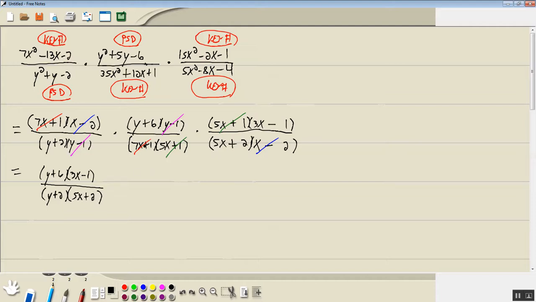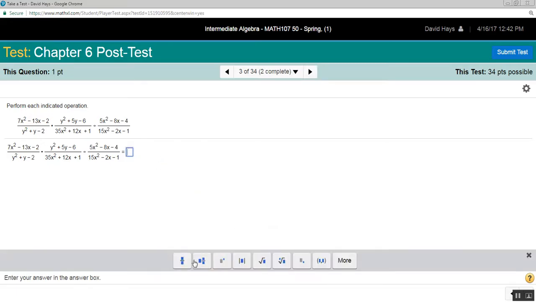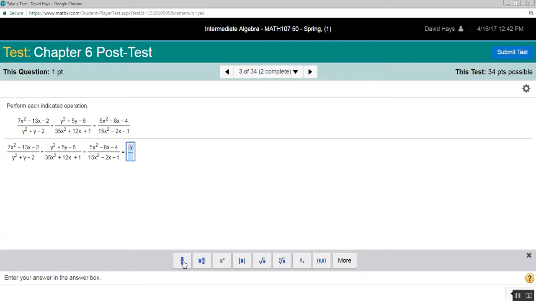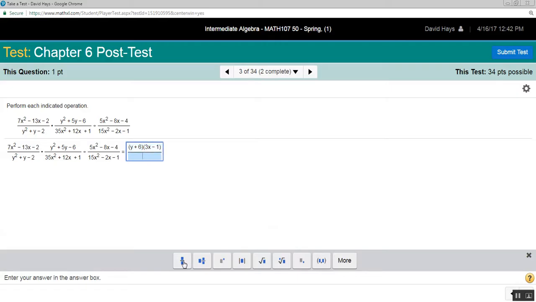Let me double check everything. These aren't trivial problems. x minus 2, 5x plus 1, 5x plus 1, y minus 1s. Okay, that looks correct. So put a fraction up here, and we have y plus 6, 3x minus 1 on top, and y plus 2 and 5x plus 2 on the bottom.